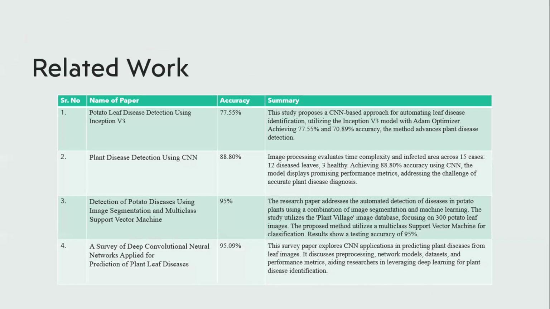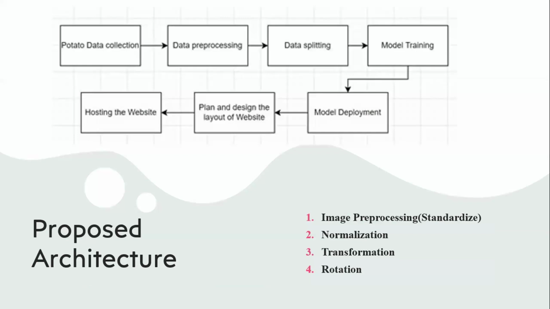So this is the related existing work in today's world. Based on these papers, we have used our own customized deep learning approach using CNN, and we have achieved an accuracy of 96.97. And this is our proposed architecture. We collected data from various potato leaf plants, pre-processed it, split it, and put it into model training. Then after training and testing the model, we deployed the model, and accordingly we hosted the website.